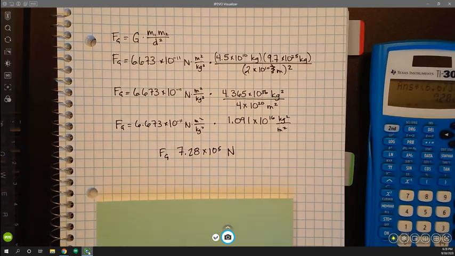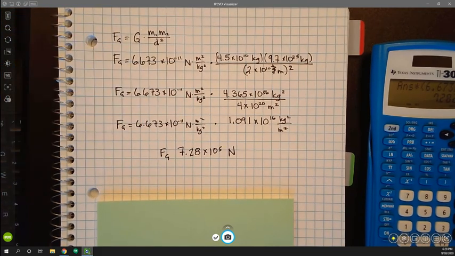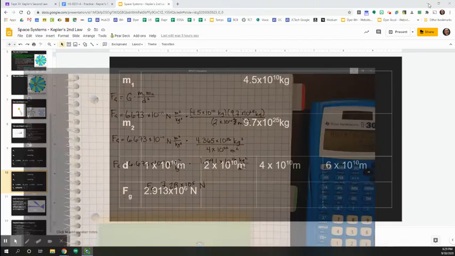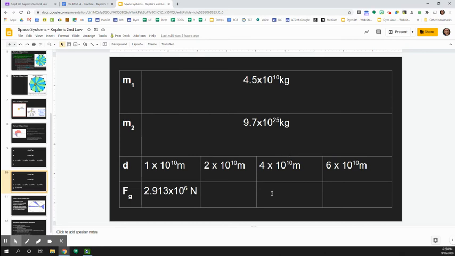Okay. When you have finished with checking this answer here, making sure that you understand how I worked through that and understanding any mistakes that you might have made, go ahead and go back over here and try changing your distance again. So now we're going to have 4 times 10 to the 10th meters separating these two objects. And then the last one will be 6 times 10 to the 10th meters separating these two objects. I want you to work on those on your own, trying to figure them out, so that we can work with these numbers over the next couple of days.